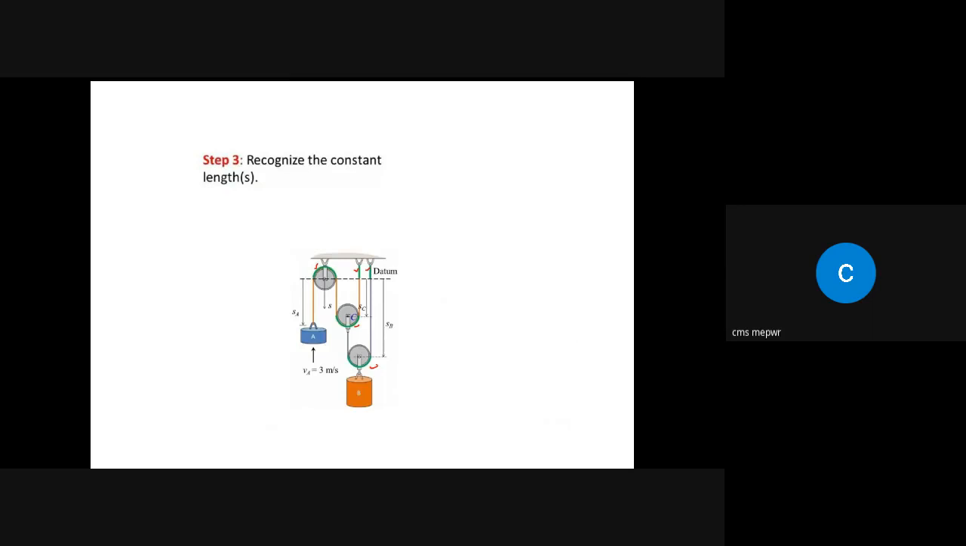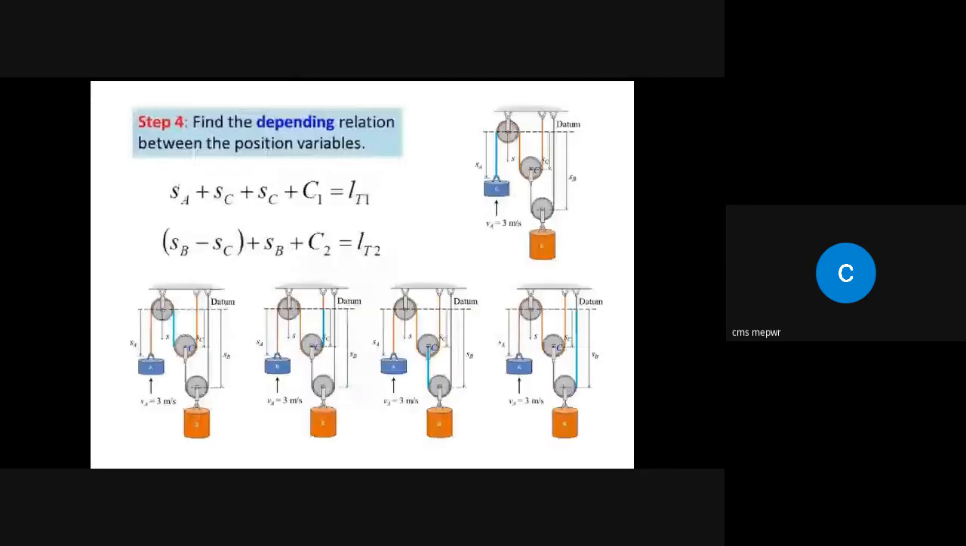In step 4, we need to derive the relationship, the dependent relation in which one motion is dependent on another. So let's first consider one rope. It can be this one or it can be this rope. Let's first consider the one shown in blue.